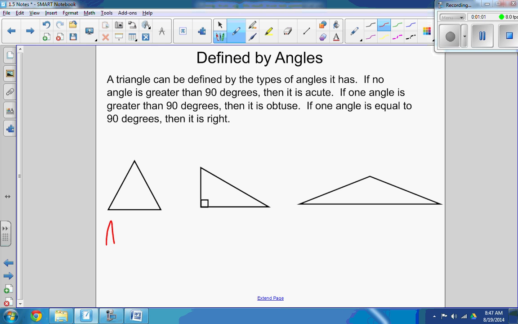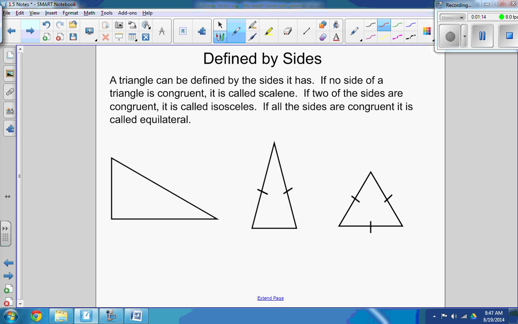So this one is acute. This is a right triangle. And this one is obtuse. We also can define triangles by their sides. A triangle can be defined by the sides it has.